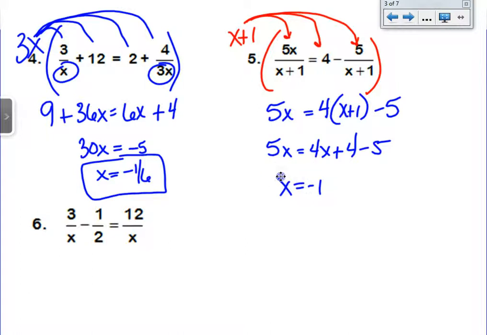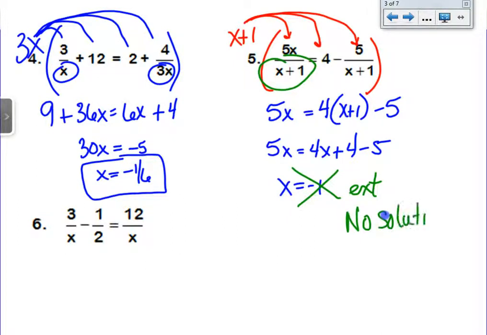Now at first glance, everyone would just circle that and think they're done, but go back up to the problem. Do you see that if you were to plug in a negative 1 to either one of those denominators, it would give you a 0 in the denominator. So this is actually an extraneous solution, which means since there are no other solutions left, this problem has no solution.